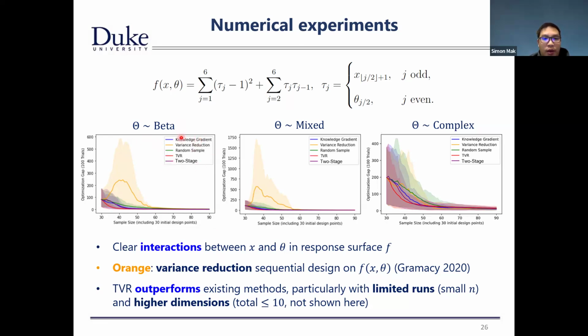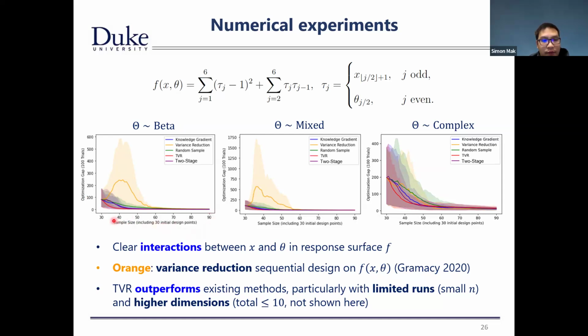So on the left plot here, right, we have the beta, mixed, and the complex distribution. And we're going to compare a bunch of different methods. One is just randomly sampling over the space. Okay. This purple one is the standard 2-stage procedure in the literature. We're going to compare with a lot of different other methods as well. I'm not going to talk too much about this. Okay. And then the red one is our method. And we're going to plot this over the optimization gap, okay, as a function of the sample size. Now, remember, in this case, we want to limit the number of samples. The number of samples is very limited. So in this case, we're going to start off with 30 and just go to 90.